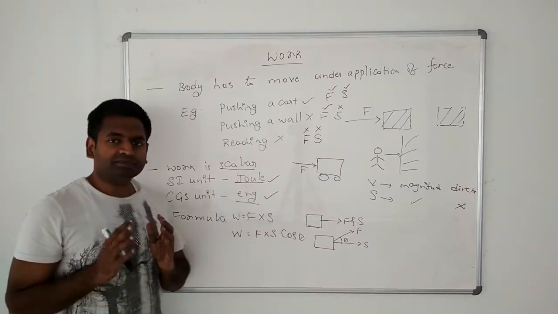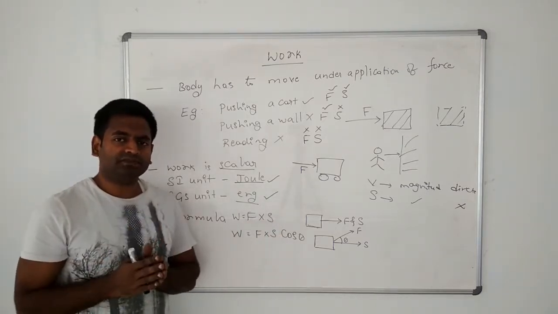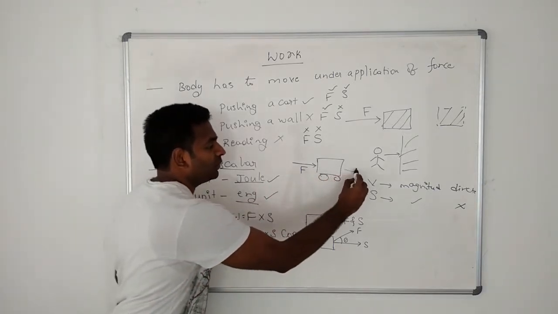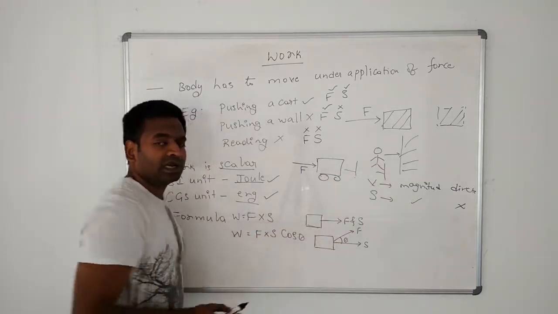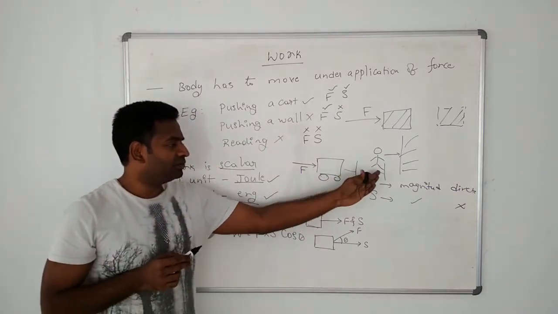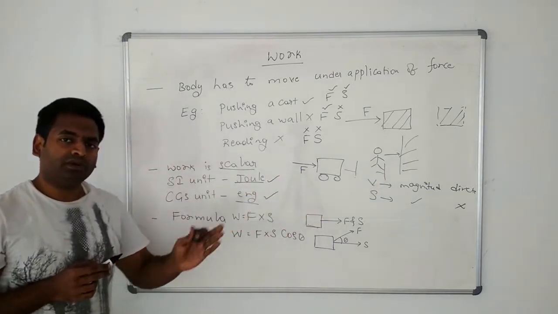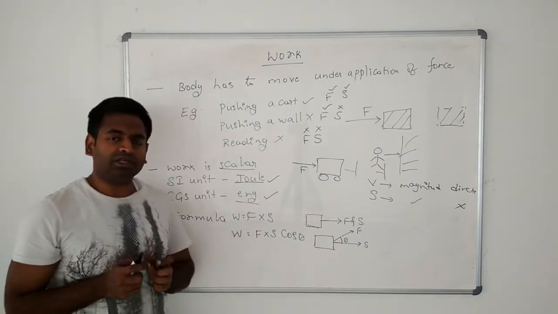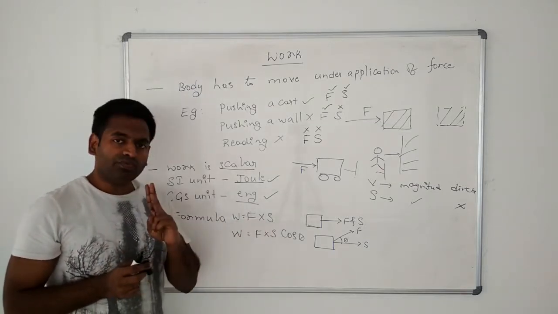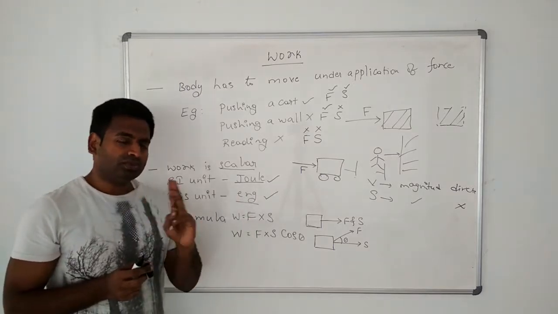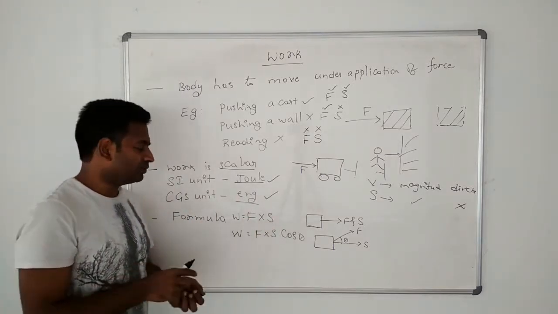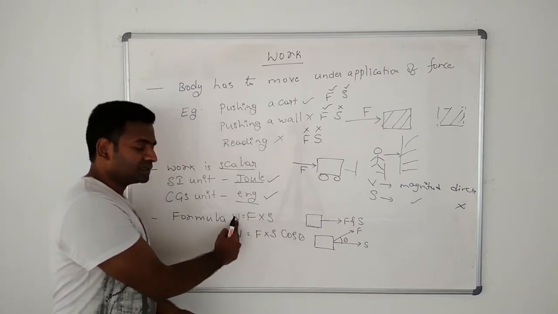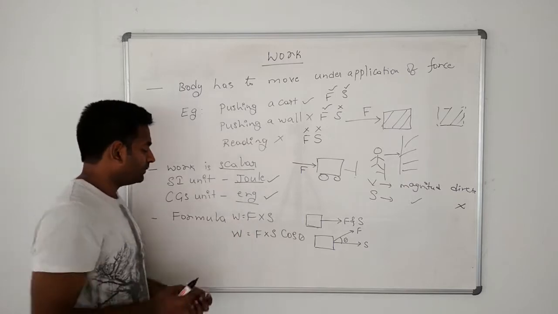That means if I displace the body for a longer distance for a given force, then my work is more. Obviously, if I push a cart only 10 meters versus 20 meters, I will be doing more work in pushing the cart 20 meters than 10 meters. So the magnitude of work depends upon two factors: one, force; two, the magnitude of the displacement. If the force is more, my work will be more. If my displacement is more, in that case also my magnitude of work is more.